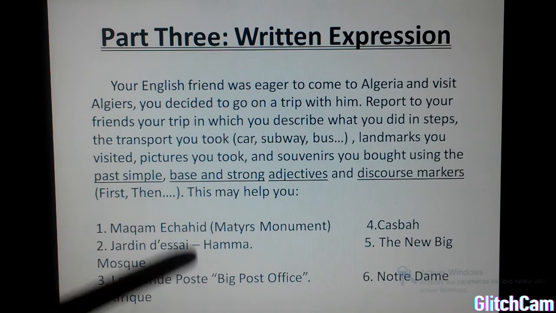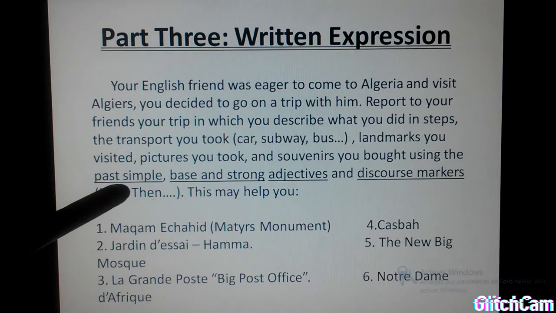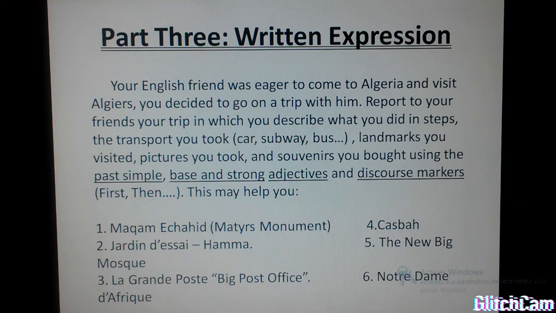So, I have given you here some places to visit. So you have to structure your paragraph using first, after that, next, using the verbs in the past simple, using base and strong adjective, good, amazing. And of course, don't forget the indentation and punctuation, of course. So these are some places. You can choose 3 or 4.